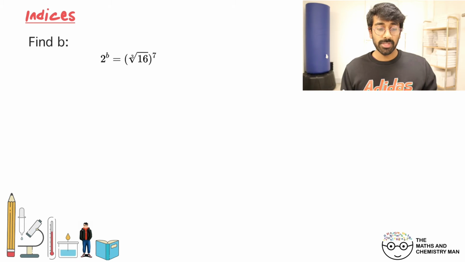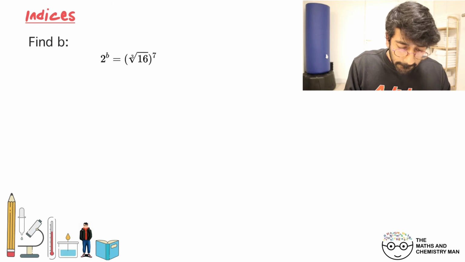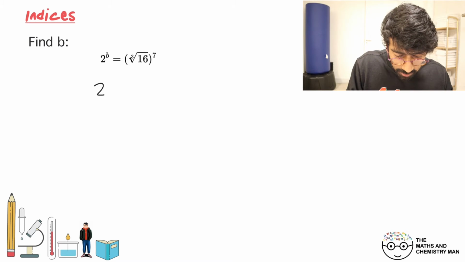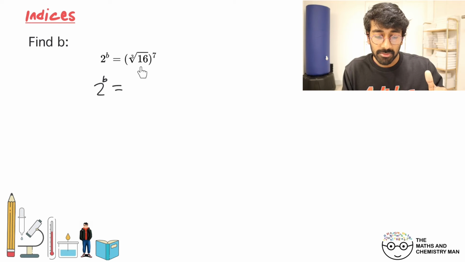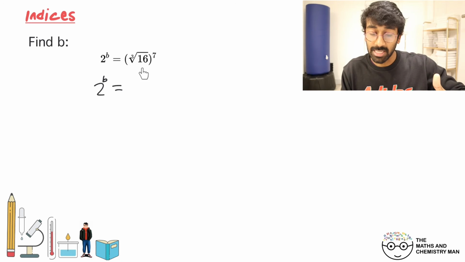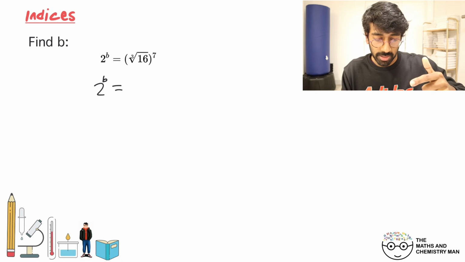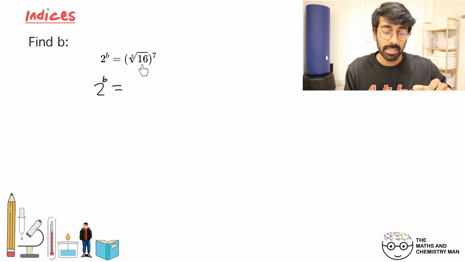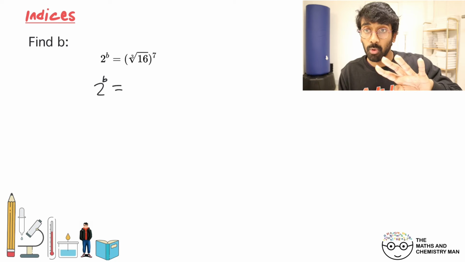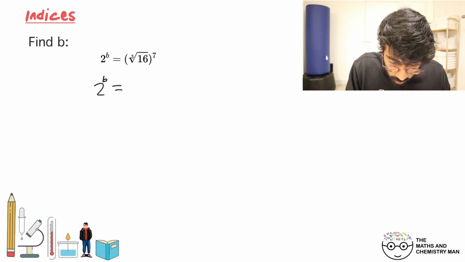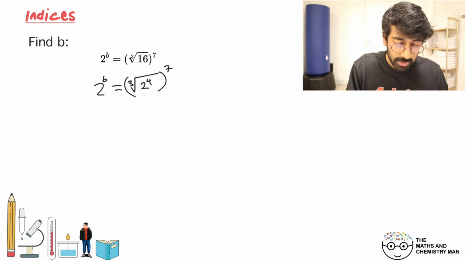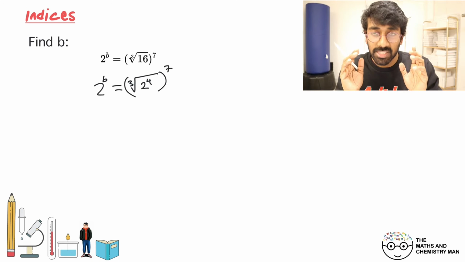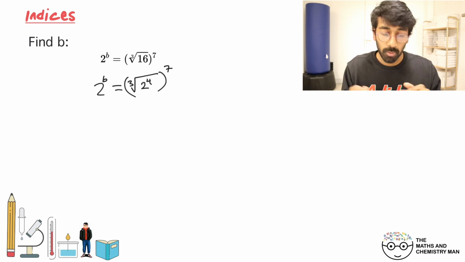And now moving on swiftly to the next one. This one's interesting. So we've got 2 to the power of b is equal to... Now, the reason why this is a bit more tricky is because we don't have 2 to the power of something in here. We've got 16. But we can change it, right? 16 is the same as 2 to the power of 4. So let's do this. We've got the cube root, but then what we're going to do is change 16 to 2 to the power of 4, and then pop the 7 back on the outside. So I haven't changed anything apart from the 16, because 16 is 2 to the power of 4.